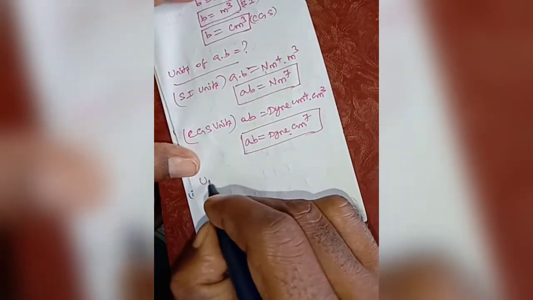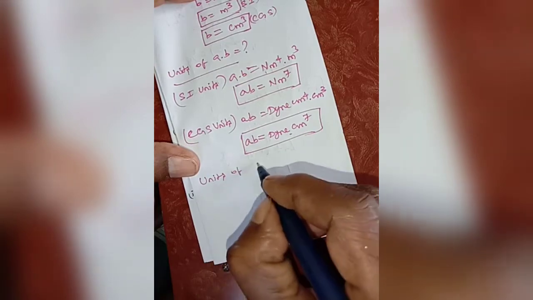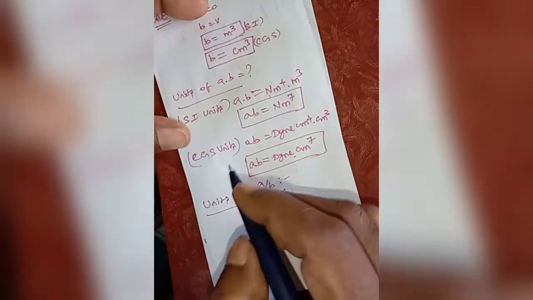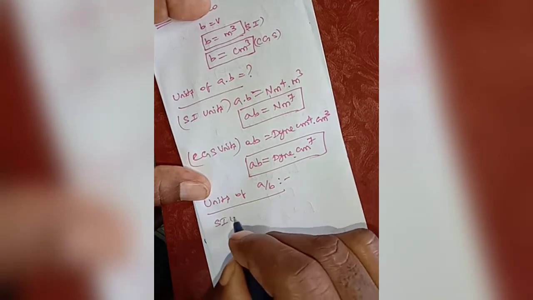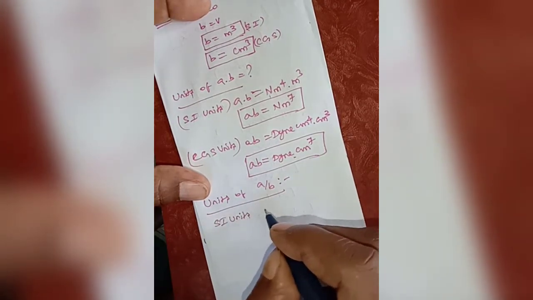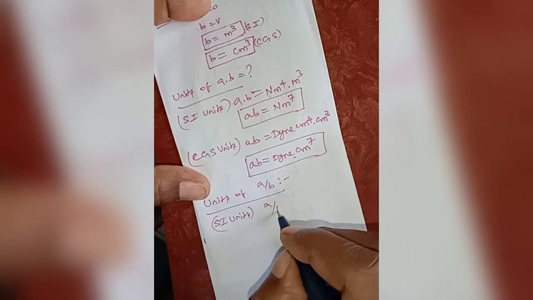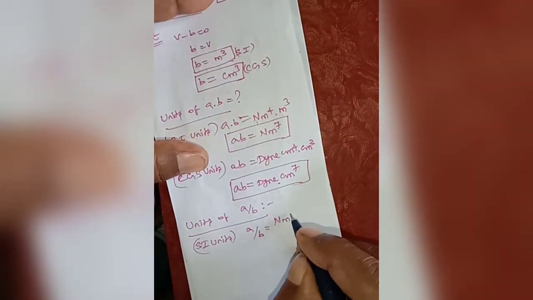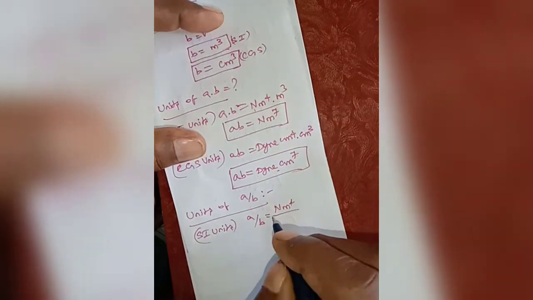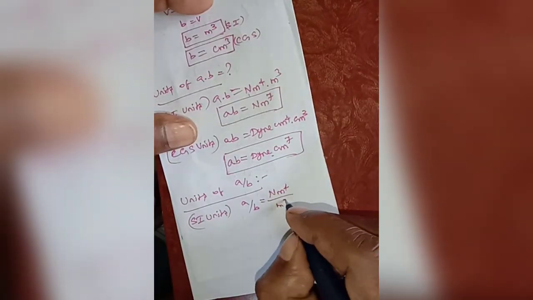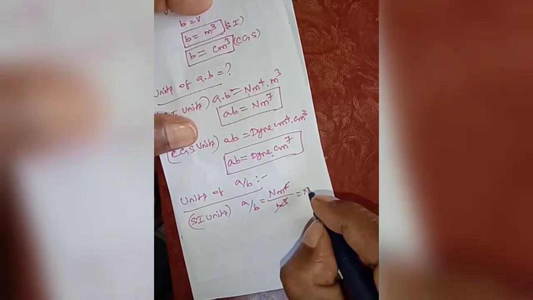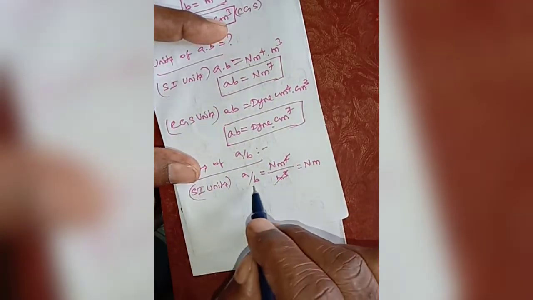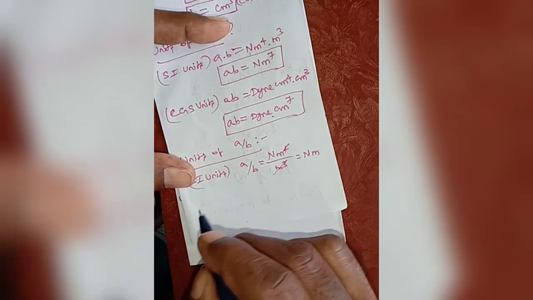Next, units of A by B. So SI units of A by B is equal to SI units Newton meter power 4, this is for A, and B is meter cube. Now these two cancel, so finally Newton meter. So SI units of A by B is Newton meter.